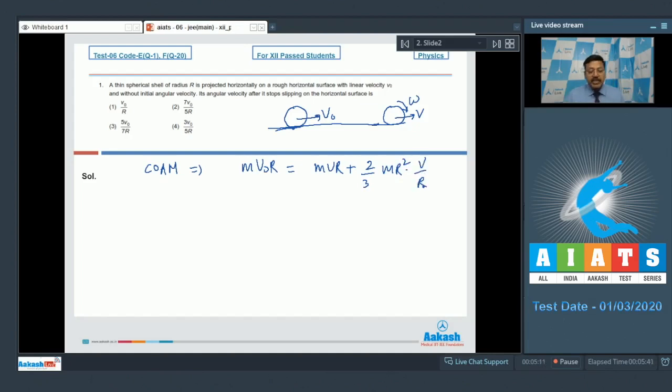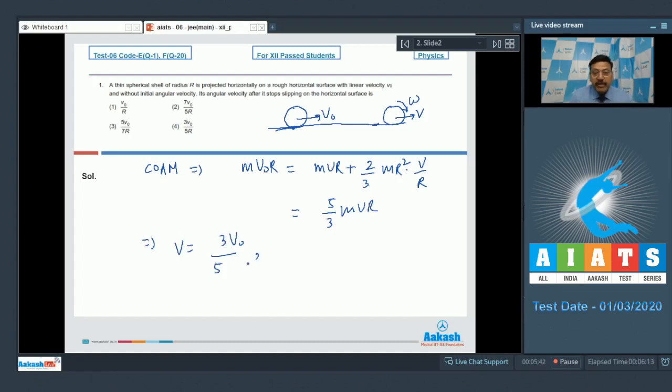So this is the equation. Initially there was only purely a translatory motion, that's why there is only the mv0 r term. The I omega term would be 0 because omega was 0, and when slipping stops, we have both these terms. So now if we look at the right hand side, what we have is 5 by 3 mvr, and this in fact gives us the value of v as 3v0 by 5.